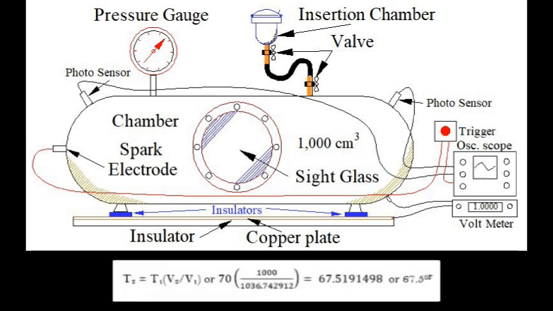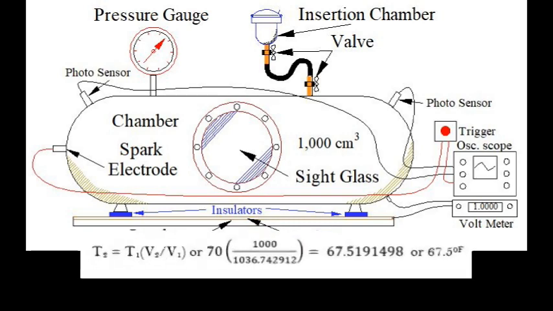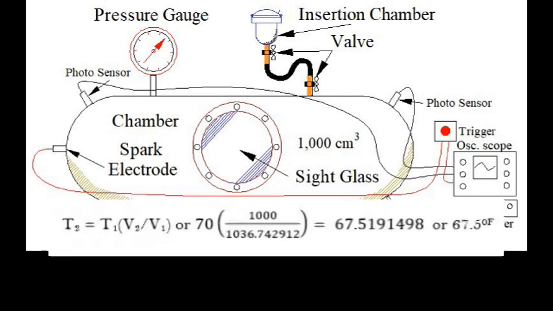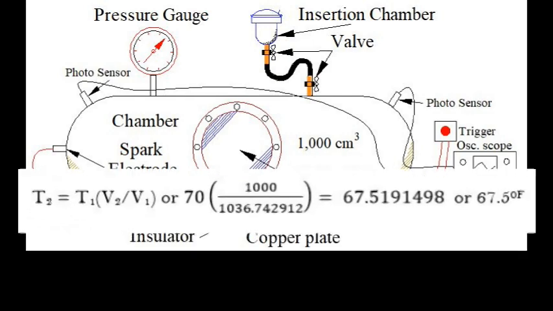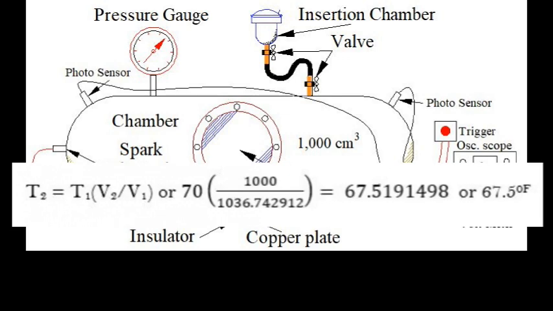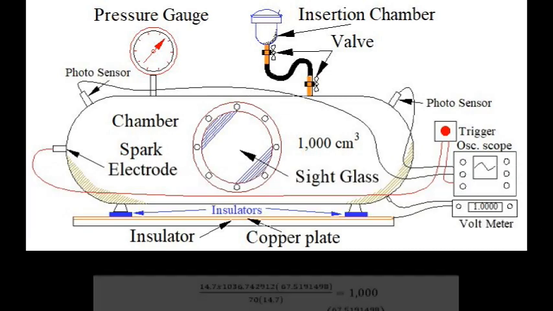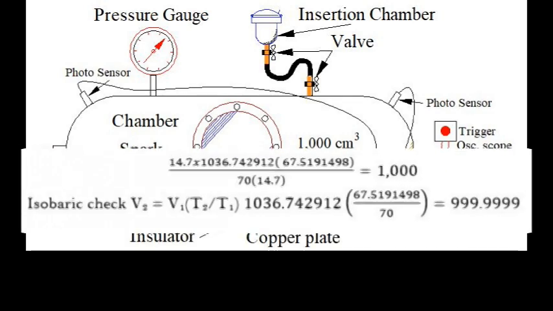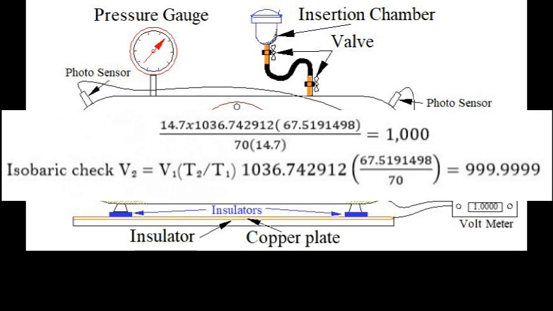We want to keep our pressure at 14.7 psi, so we will use what is called the isobaric process, when the pressure is constant. T2 equals T1 times V2 divided by V1, or 70 times 1000 divided by 1036.742912 equals 67.51914998, which is 67.5 degrees Fahrenheit. We use the volumetric equation to check our values, and then the isobaric check also. V2 equals V1 times T2 divided by T1, which shows substantial accuracy.